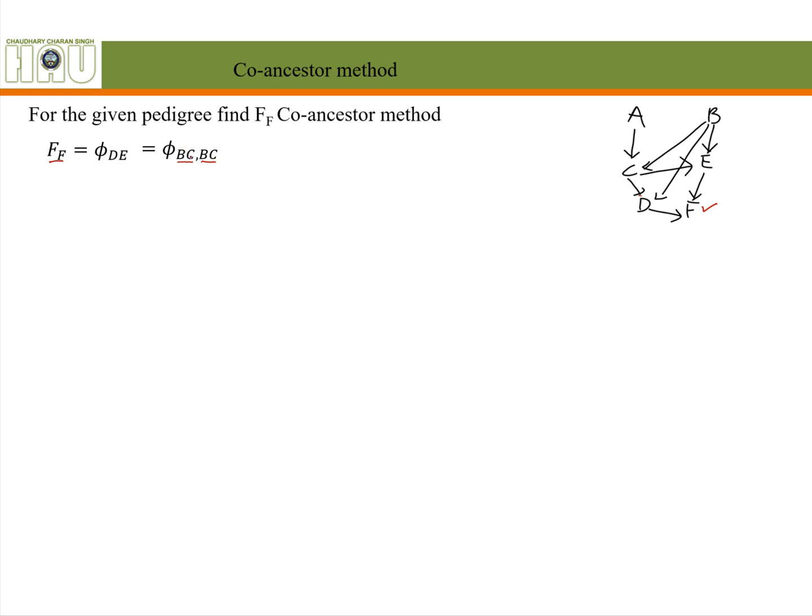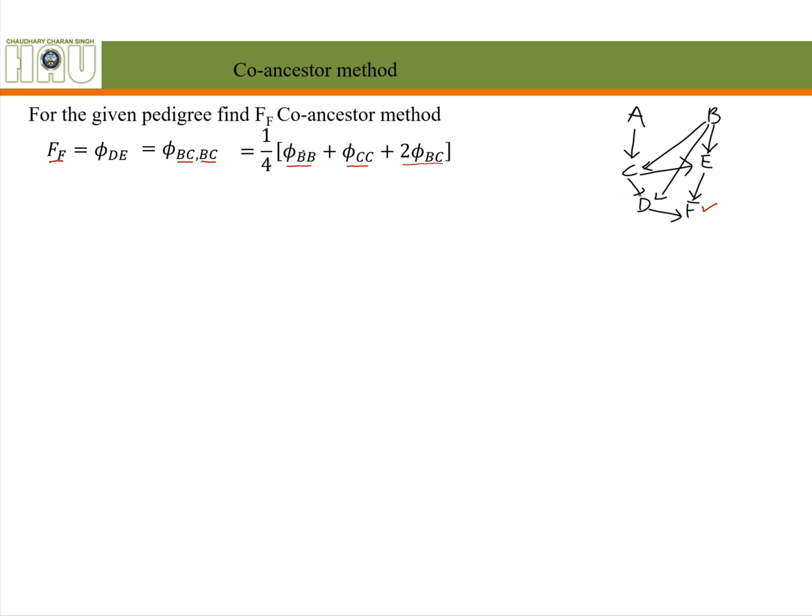Now there are four possible ways, which means the genes are identical by descent. That is, BB, BC, CB and CC. So this can be written as 1 by 4, because all four possibilities are there. So it is phi BB plus phi CC plus twice the phi BC.